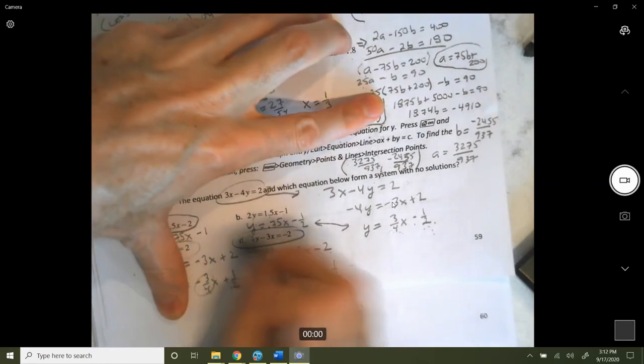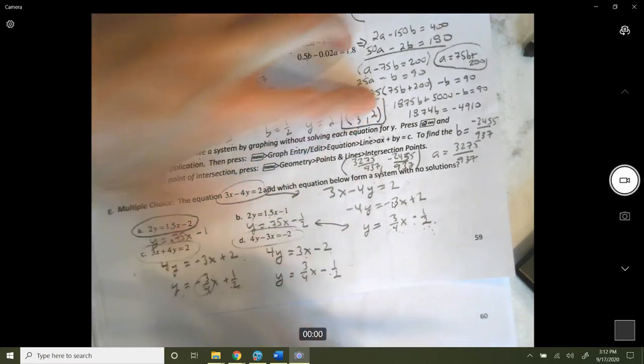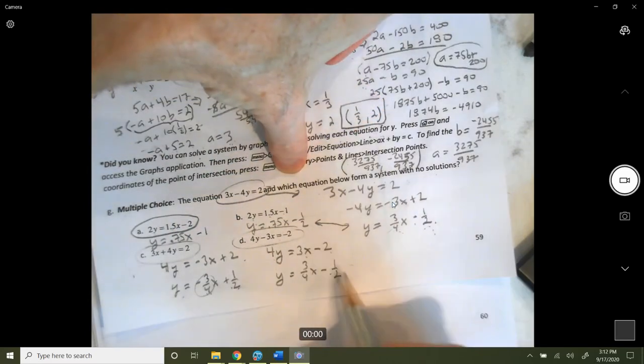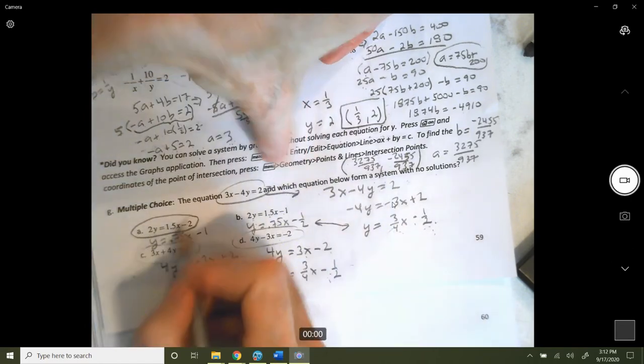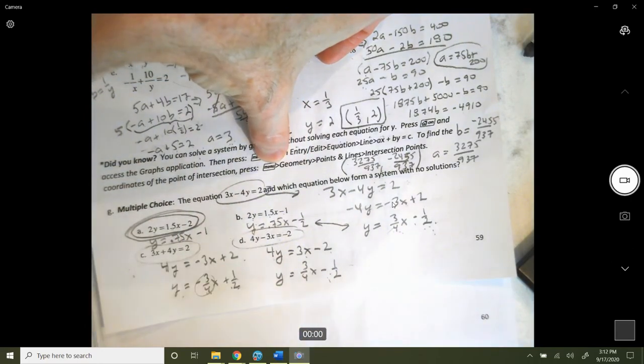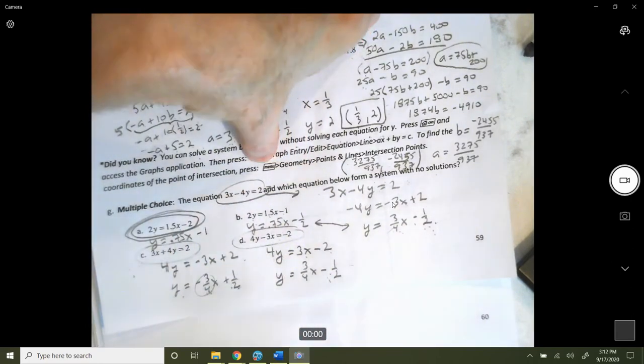We want to find a system with no solutions. And this has infinitely many solutions. So sorry, just A is the one that's parallel. We're looking for the one with no solutions. These would be identical. Okay. And finally, we're going to solve by graphing.